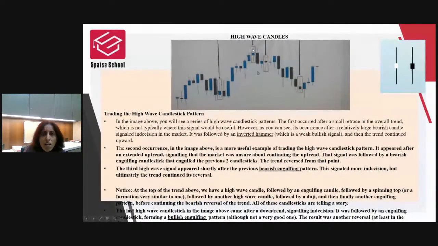Here we see a high wave candle. In fact, there are various high wave candles which we get to see over here. So this is one. This is another one. Then you again get to witness another one over here, and again another one. Okay. So in the image above, you will see a series of high wave candlestick patterns, and how they are different from the doji and spinning top is something which we have just understood.